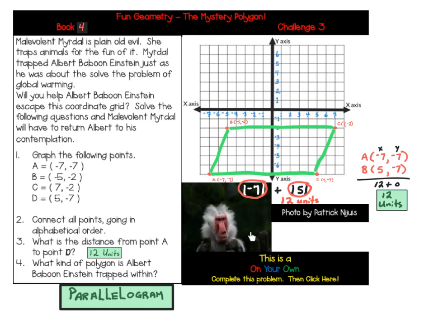And if you got everything correct, well, good for Albert Baboon Einstein, because he gets to go back and contemplate and solve the problem of global warming. That is very nice. It frees him from the coordinate grid. Bam, perfect. However, if you made a mistake anywhere along the way, you know by now, no worries at all, my friend. Pause that video, fix that mistake.